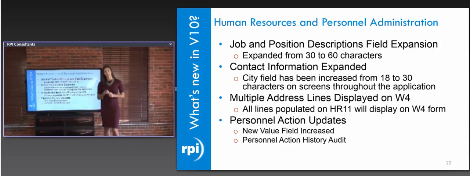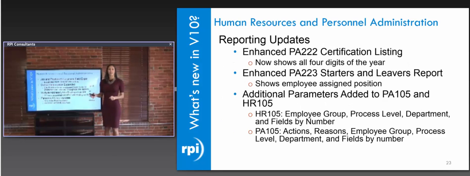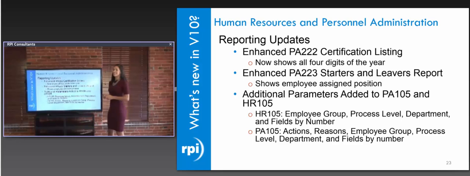Couple reporting updates. The PA222 certification listing has been enhanced to show all 4 digits of the year, and I always joke that now you will know whether the certification was acquired in 1911 or 2011. So it makes it very easy to know when you've gotten your certifications. The PA223 starters and leavers report now shows the position that the employee is either starting into or leaving from. Gives you a clear idea of that. And there are also additional parameters added to the PA105 and the HR105, and I have them listed out here on the screen.